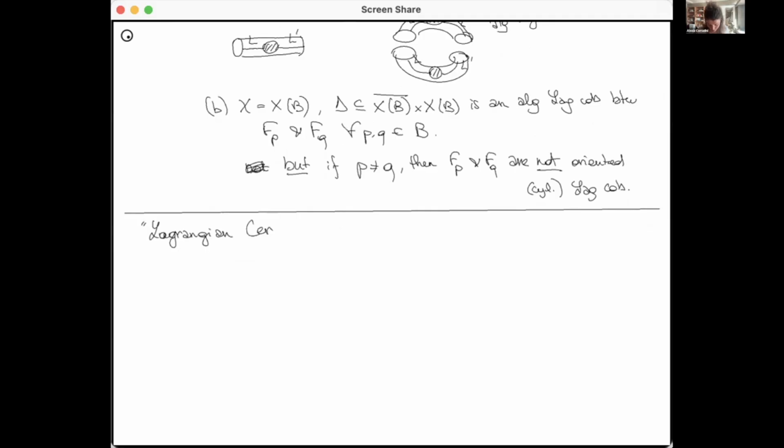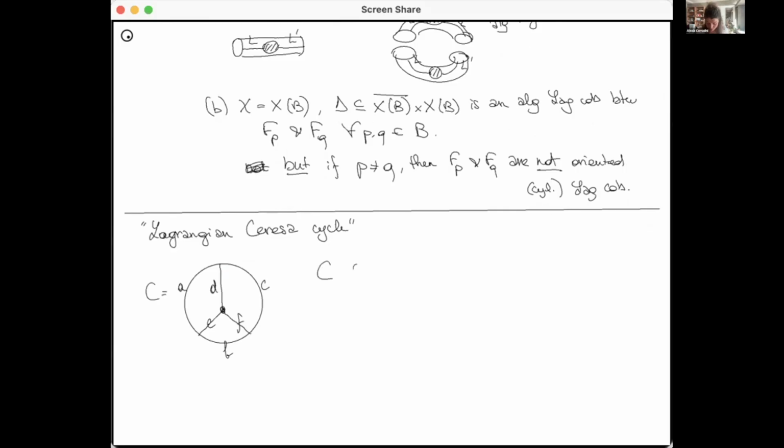And this is where the Lagrangian Ceresa cycle comes up. To construct this cycle, I'm actually not going to use the original Ceresa cycle story by Ceresa, but a tropical version of it, which is due to Zharkov. So Zharkov considers the following tropical curve. A tropical curve is just a graph with edge lengths. So this is my tropical curve C.